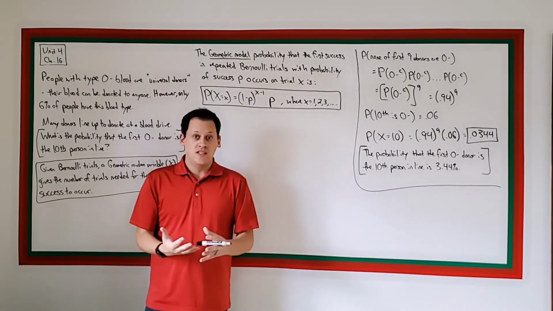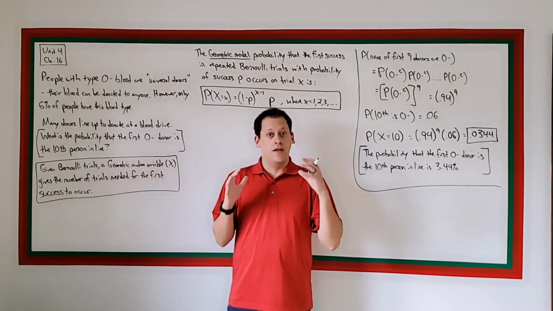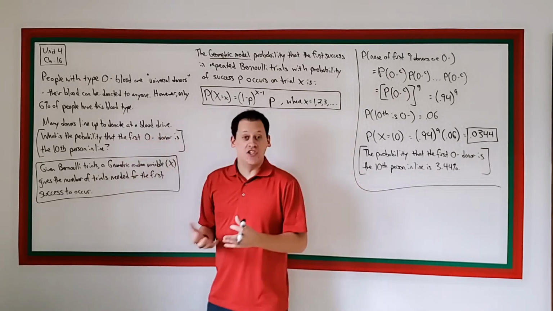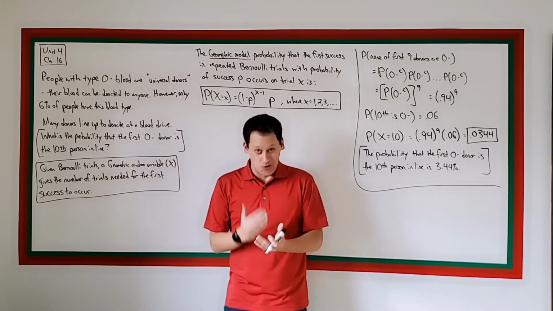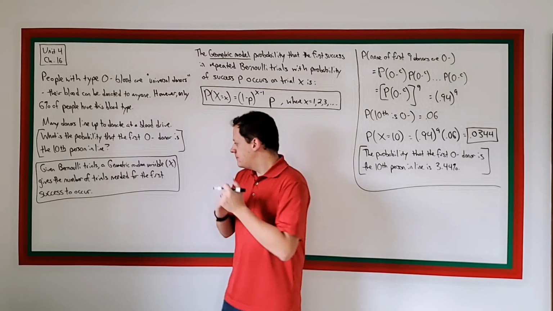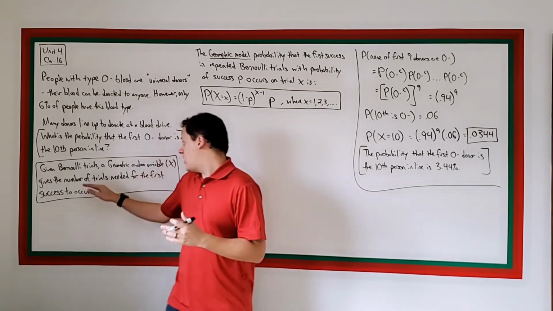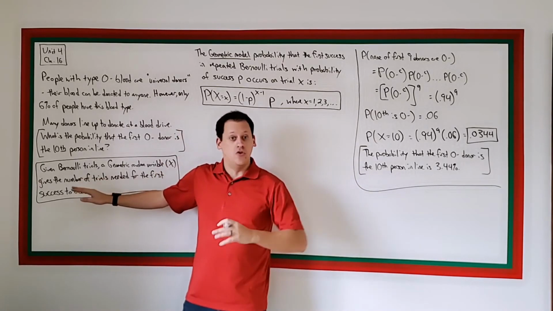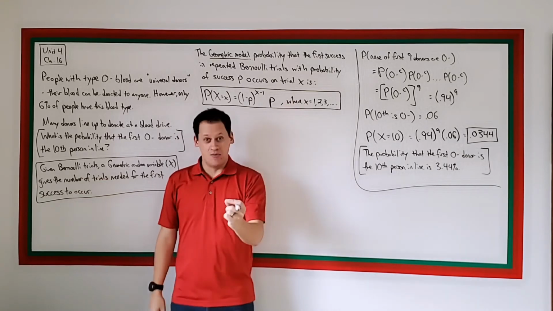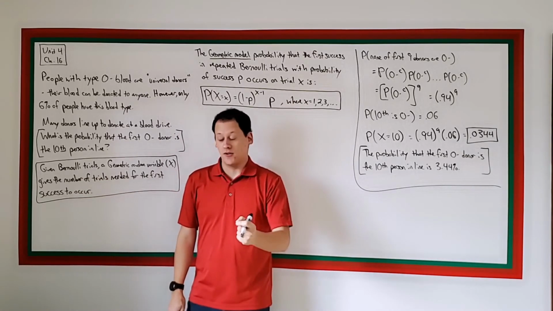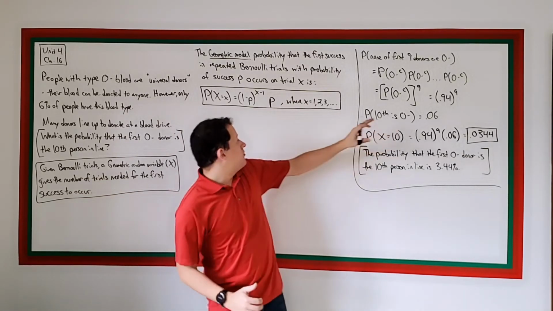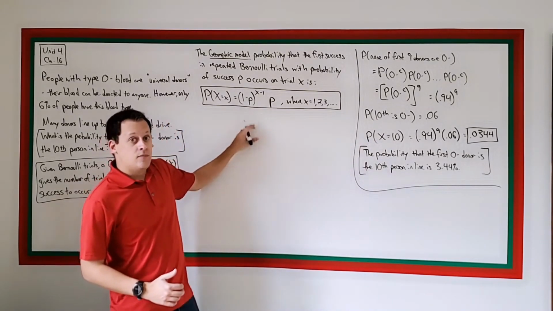So to conclude this video, where we have introduced a situation in which we have a new model, the geometric probability model, we know that we need to check Bernoulli trials, right? You can't use the geometric model unless you've got Bernoulli trials, just like for a binomial model. And we now know what the probability model looks like.